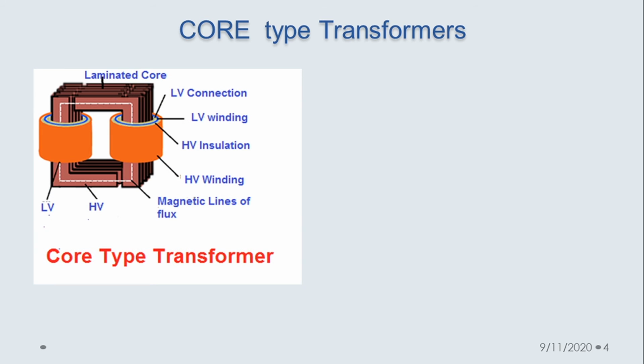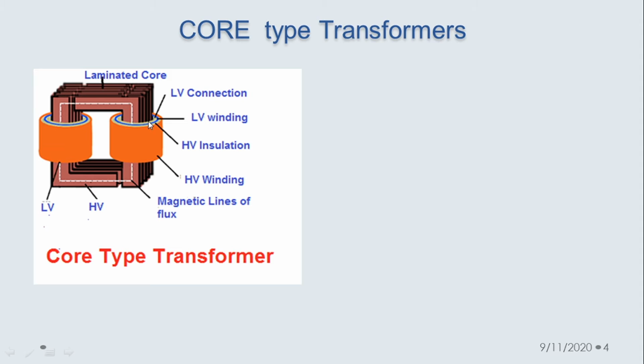So first we have to learn about the construction of core type transformer. This is the typical figure of a core type transformer. You can see here, these are all the windings. The yellow color line is the LV winding, that is low voltage, and this saffron color is called the HV winding. In between the LV and HV winding, there will be a white color line, correct? That is an insulation.